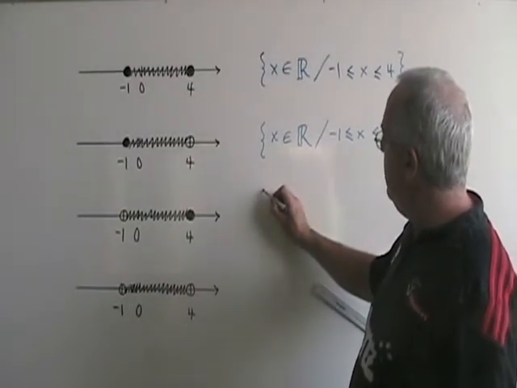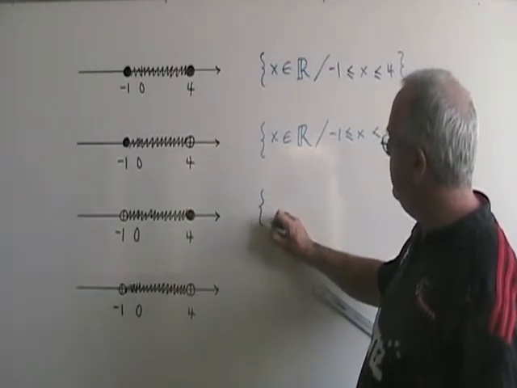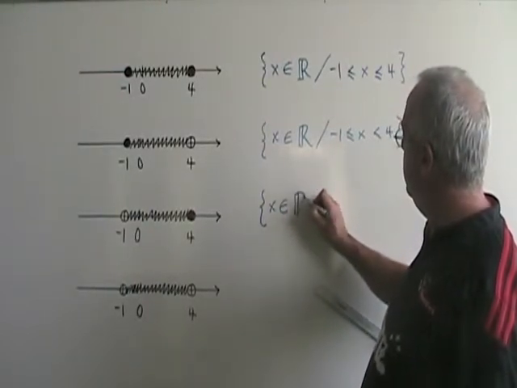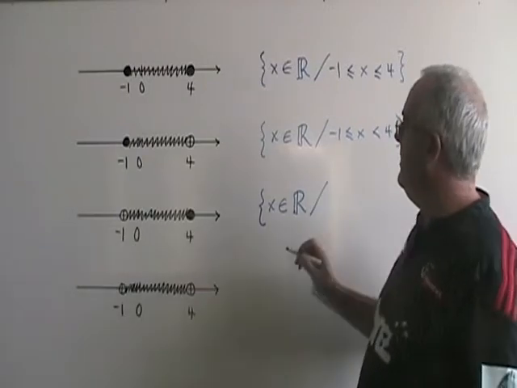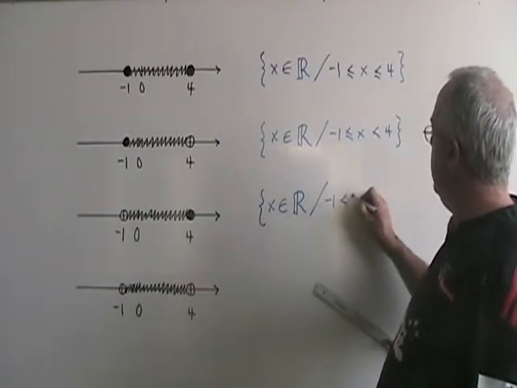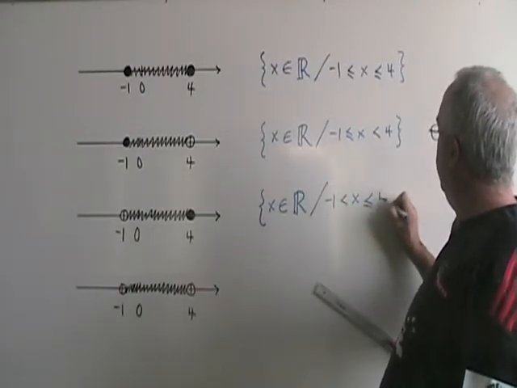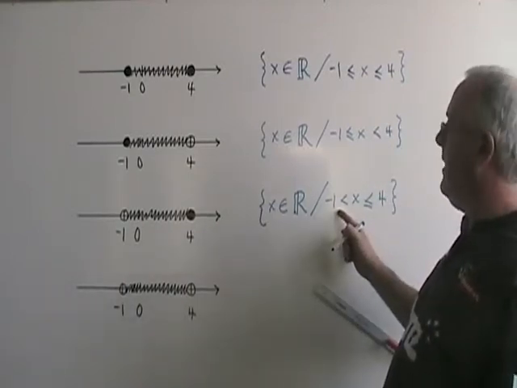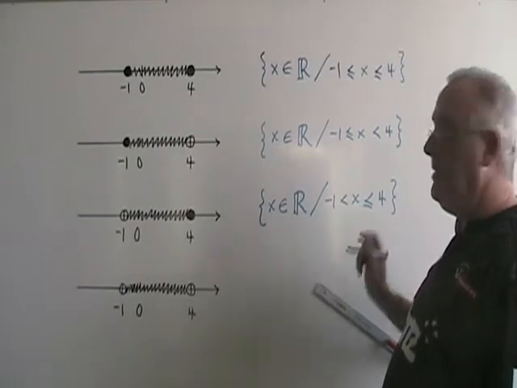In the third example, we open our brace. X is an element of real numbers, slash -1 is less than x, which is less than or equal to 4. Close our brace. This time the -1 is not included and the 4 is included.